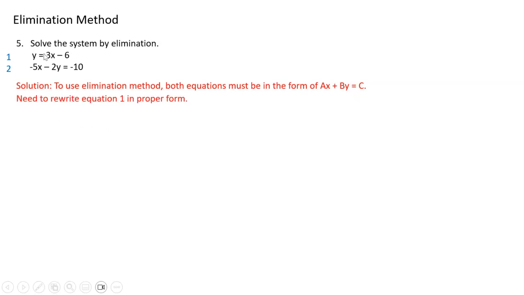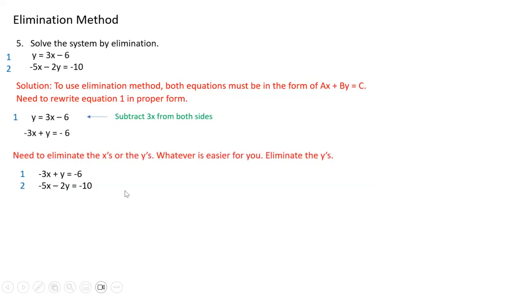If you notice, equation number 1 is not in that form. It needs to be rewritten in proper form. So we're going to subtract 3x from both sides. That will give us negative 3x plus y equals negative 6. Now it's in proper form. So equation 1, we rewrote as negative 3x plus y equals negative 6. And we just bring down equation number 2.